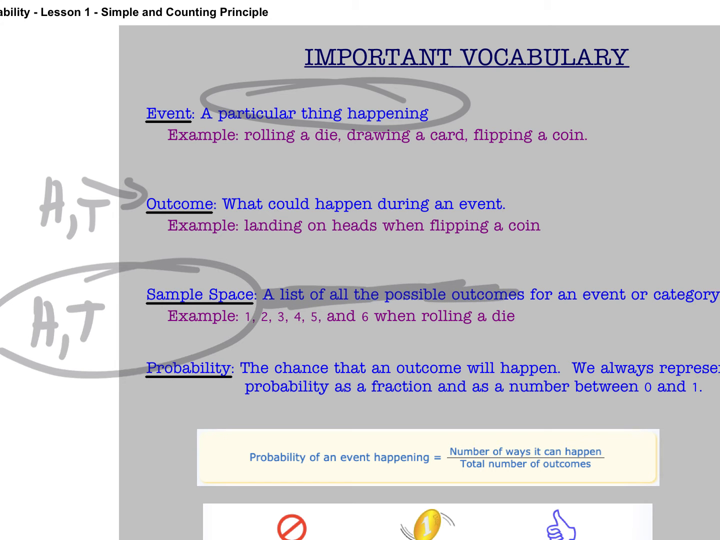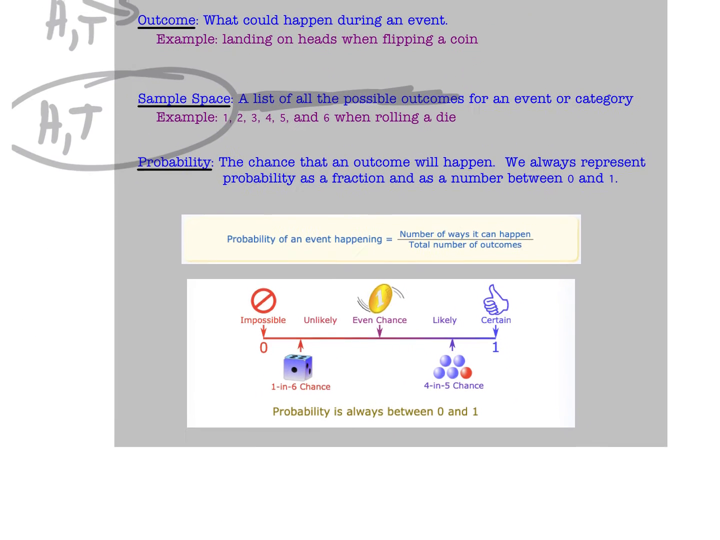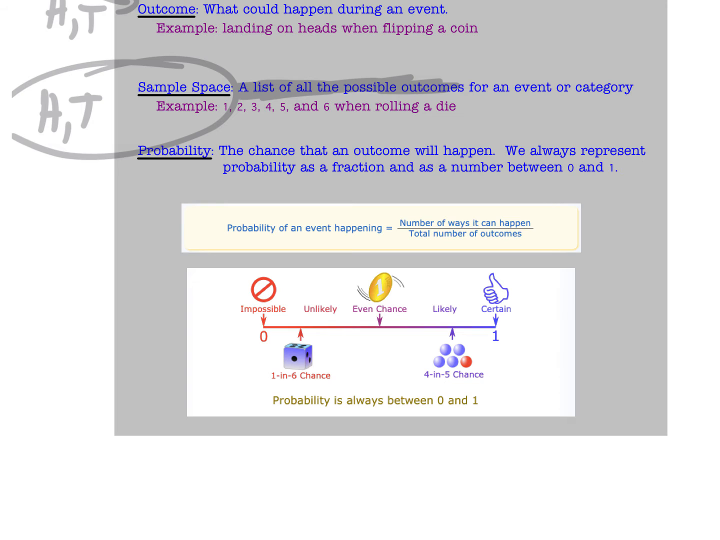Okay? And the probability is what you want to happen, how many things could make you win, over how many things are possible. If I'm going to sum it up in 2 words, it's what you want over what's possible. It's the outcomes that you want over the outcomes that are possible. And your answers are always between 0 and 1.